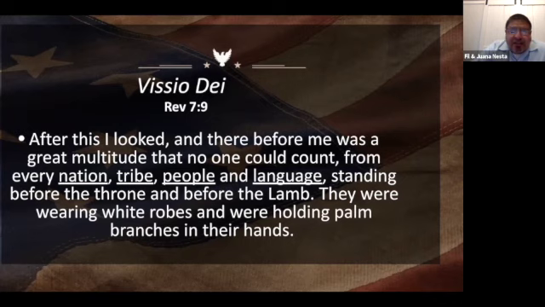After this I looked, and there before me was a great multitude that no one could count, from every nation, tribe, people, and language, standing before the throne and before the Lamb. They were wearing white robes and were holding palm branches in their hands. So every nation, every tribe, every people, and every language standing before the throne and worshiping our God.